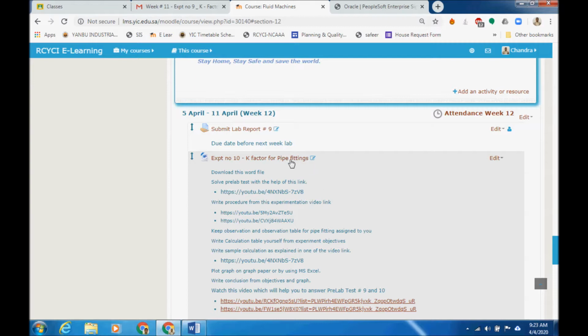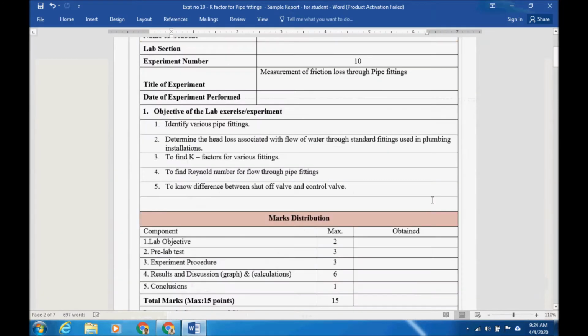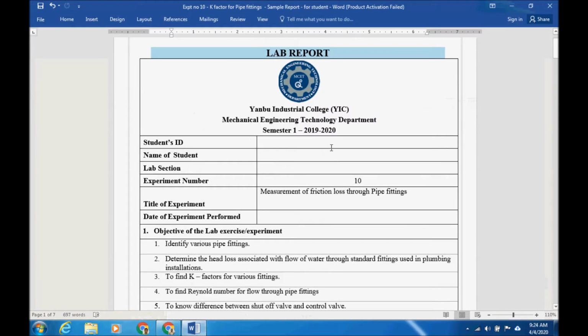First of all, download this Word file and then open this file. Write your name, ID, experiment number 10, measurement of friction losses through pipe fittings. You have to write on a blank report. I told you the alternative if you don't have the blank report, but presently I will consider you have the blank report. So write your ID, your name, lab section, and don't forget to write the date.